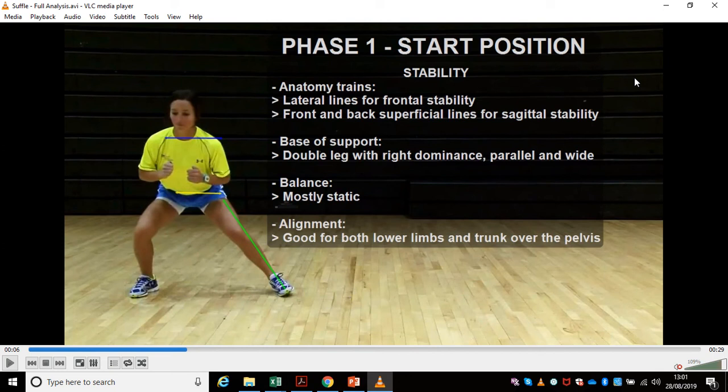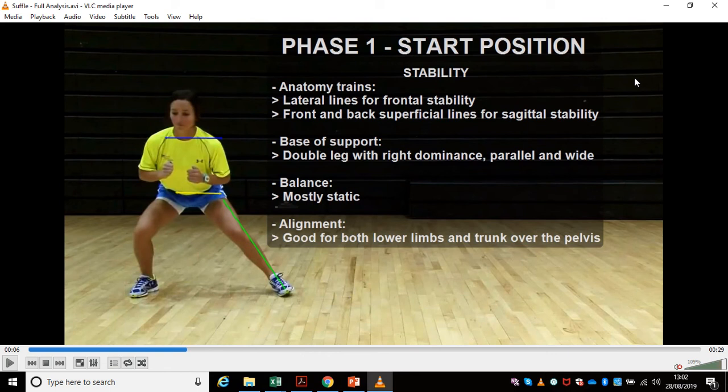So we want to avoid as much as possible exaggerated or non-functional side flexion of the trunk, because this could have, let's say, detrimental effects on the lower limb mechanics, with potential harmful consequences on the hip, knee, and ankle joint.